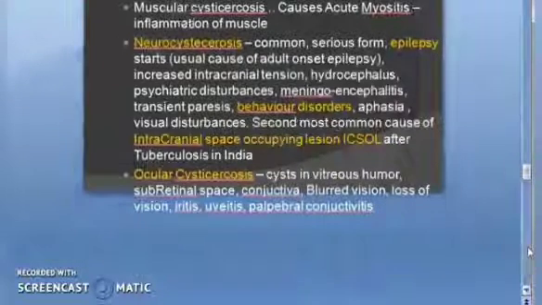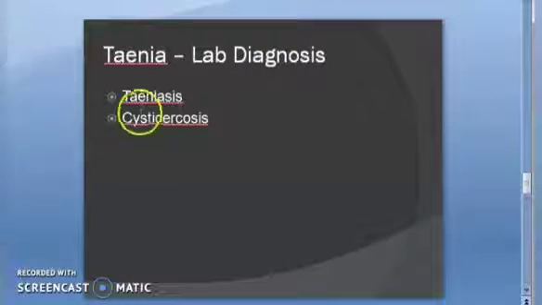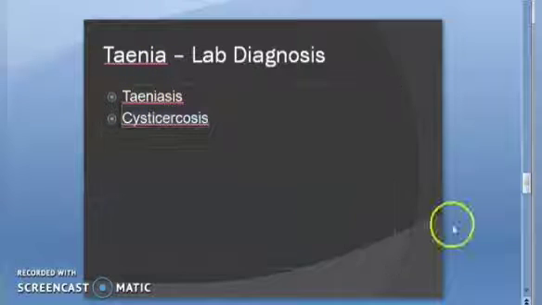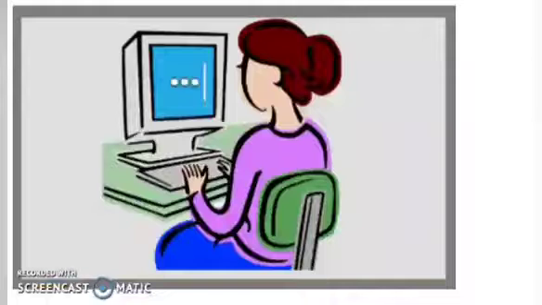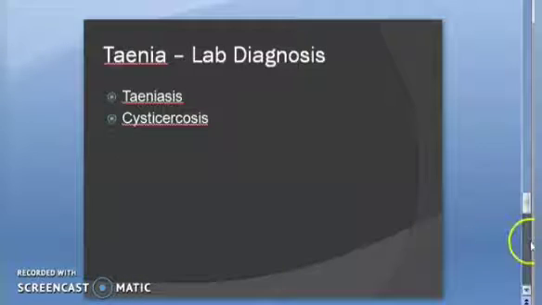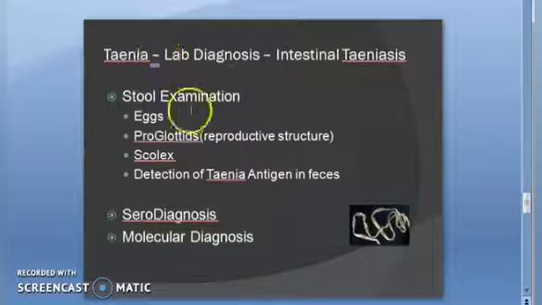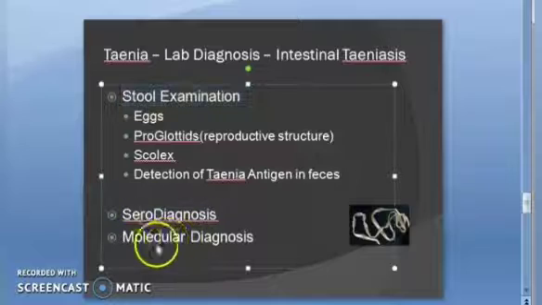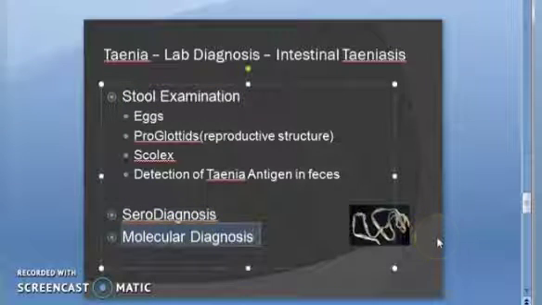Next, what is there? Lab diagnosis of taeniasis and cysticercosis. Separately, we'll handle them. Are you awake? Is it going over your head? Shall we move on to lab diagnosis? Okay. So for taeniasis, let's look at the lab diagnosis: stool examination, serodiagnosis, molecular diagnosis. You have already seen these headings, mentioned earlier in the overview, correct? So let's look at the details now.